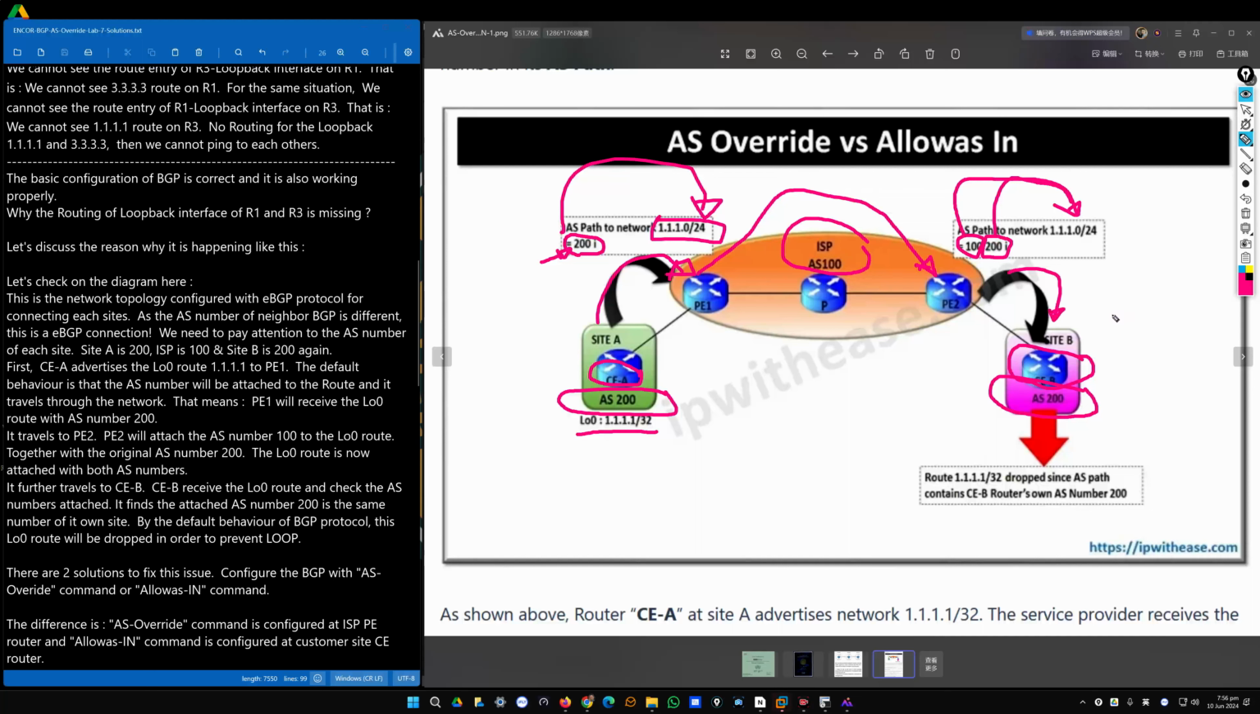CEB receives the loopback 0 route and checks the AS numbers attached. It finds that the attached AS number 200 is the same as its own site's number. It is the same. By the default behavior of the BGP protocol, this loopback 0 route will be dropped in order to prevent a loop.